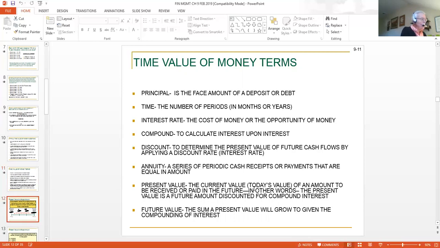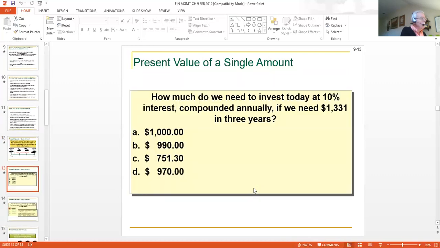Moving ahead to an example. How much money do we need to invest today at a 10% interest rate, compounded annually, if we need $1,331 in 3 years? So what is this $1,331? You're given here a future value amount. So if you're given a future value, it's likely the word problem is going to ask you to use or require you to use a present value function.